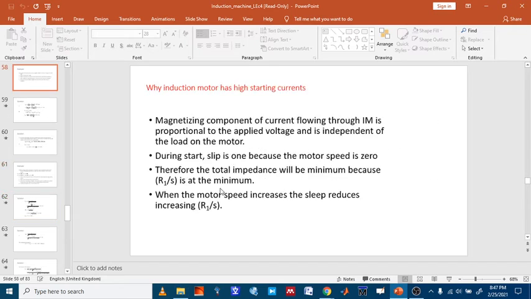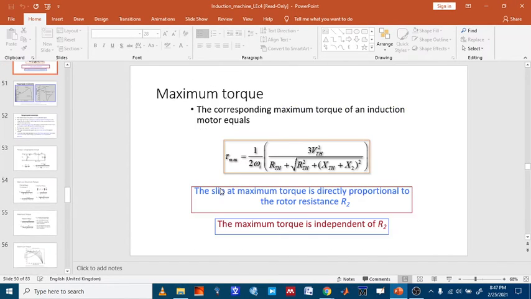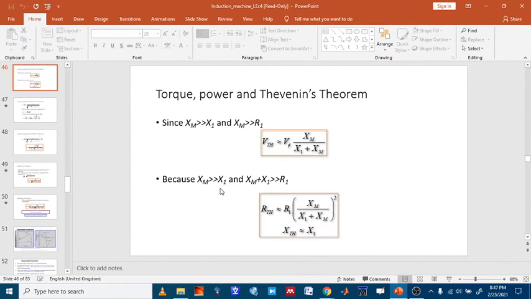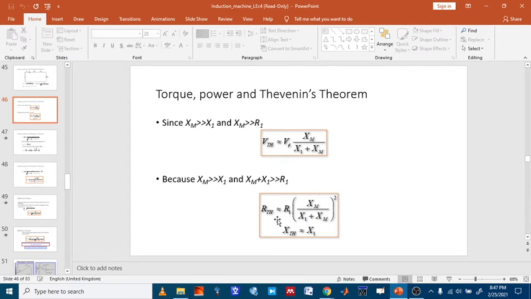RTH, the general formula for RTH, is directly proportional to R1 times XM, all over X1 plus XM all square. This is RTH. And XTH is directly proportional to X1. XTH is approximately the same as X1.